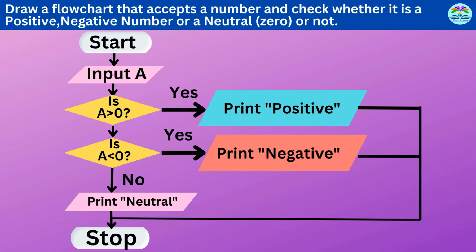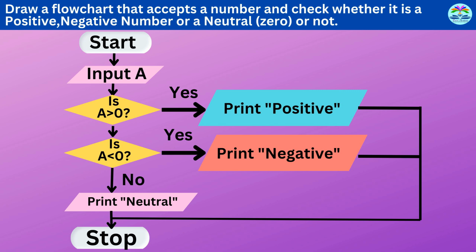But if A is not less than 0, that means A is 0. So then it prints neutral, which means A is 0, and then it ends the program. Then we end the program by using an oval where we write down stop.